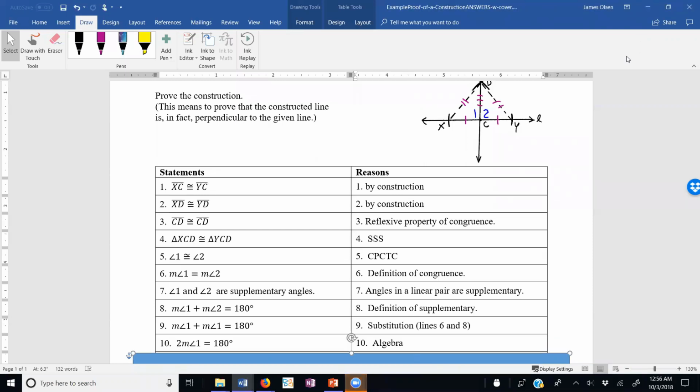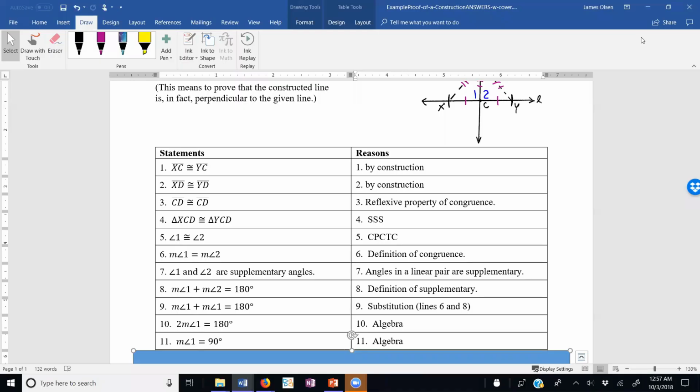Now we just need to do a little bit of algebra. X plus X is 2X. Measure of angle 1 plus measure of angle 1 is 2 times the measure of angle 1. And then we're going to divide both sides by 2. So the measure of angle 1 is 90, and maybe you can anticipate the rest of the proof now.